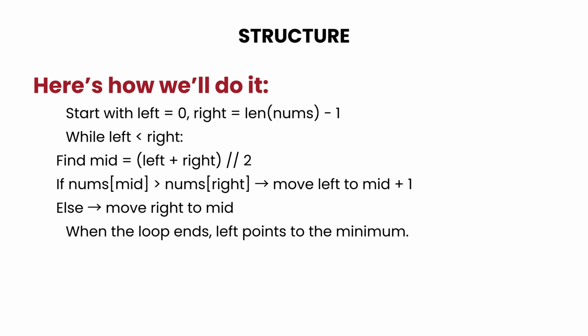Initialize 2 pointers, left at 0, right at the last index, while left is less than right. Find mid as the average of left and right. If nums[mid] is greater than nums[right], the min is to the right of mid, so move left to mid plus 1. Else, the min is at mid or to the left, so move right to mid. When the loop ends, left points to the minimum.